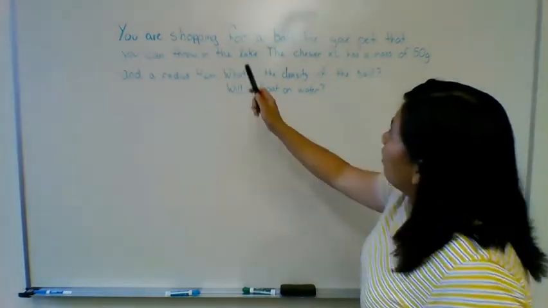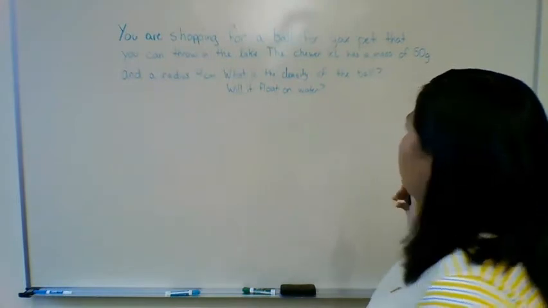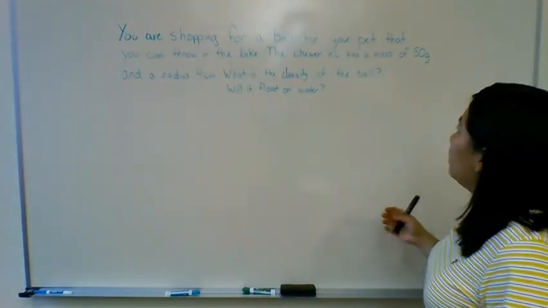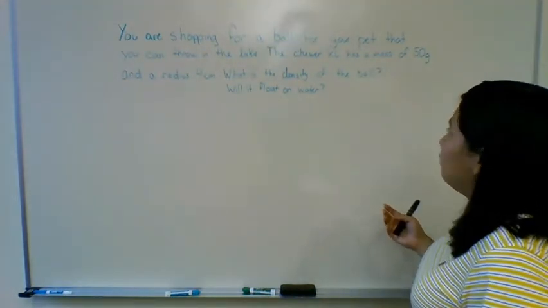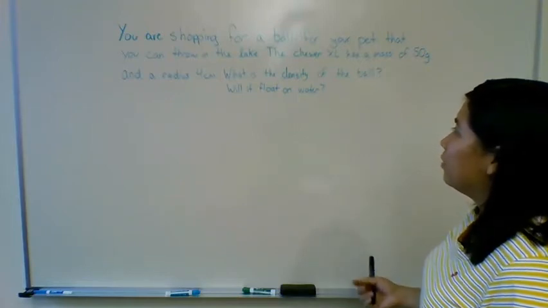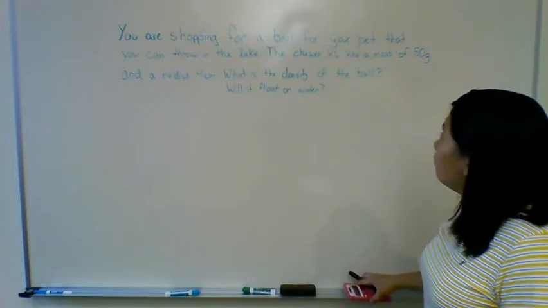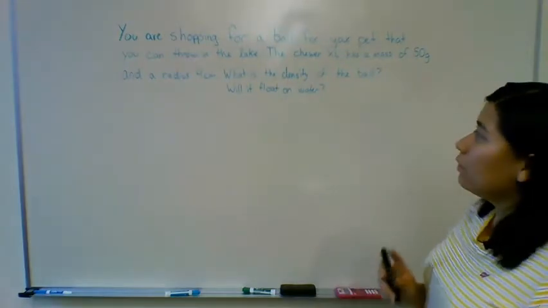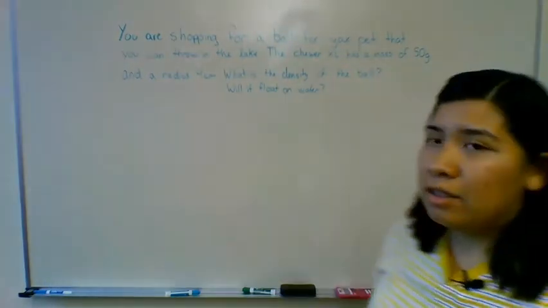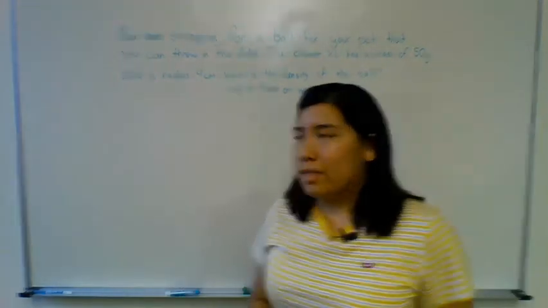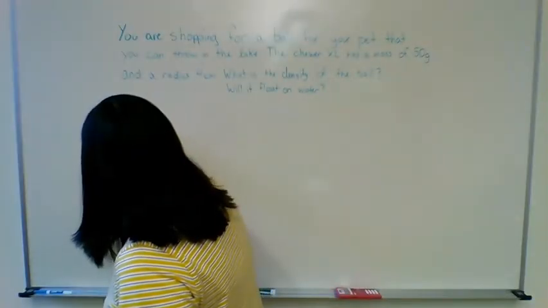It says, you are shopping for a ball for your pet that you can throw in the lake. The Chewer XL has a mass of 50 grams and a radius of 4 centimeters. What is the density of the ball, and will it float on water? Okay, so the first thing is we've got to figure out what density is. So mass divided by volume.